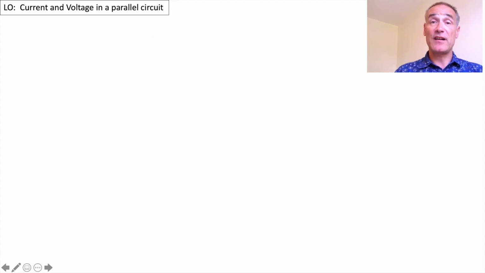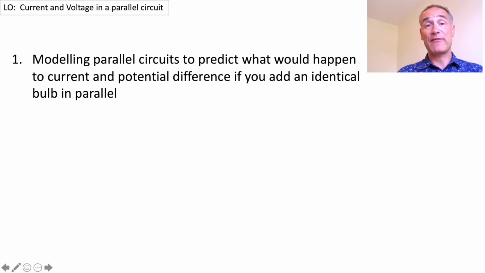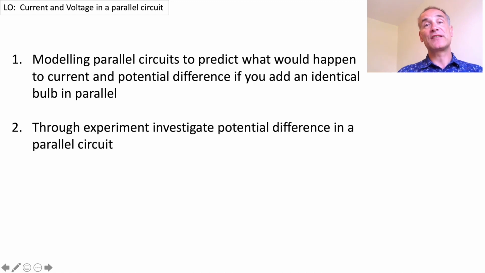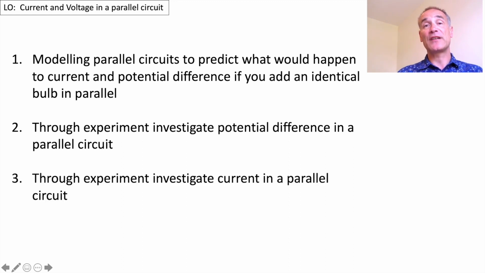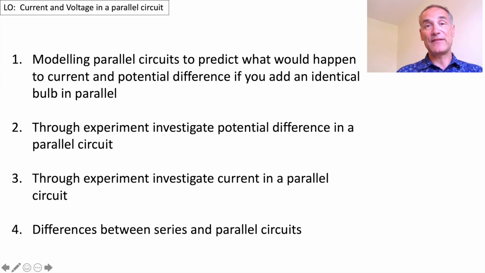So today after the starter, we're going to be modelling parallel circuits to predict what will happen to current and potential difference. We're then going to look to see whether our predictions were correct, first of all by doing an experiment on potential differences in the parallel circuit, and then going on to look at an experiment with current in a parallel circuit. And then finally, we're going to consider the differences between series circuits we looked at last lesson and parallel circuits we look at this lesson.